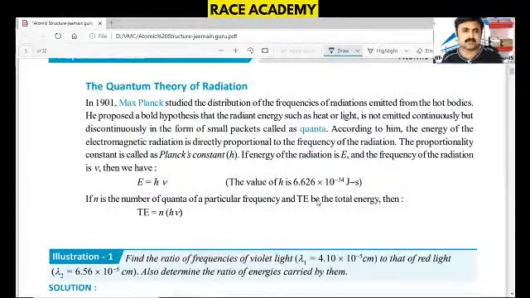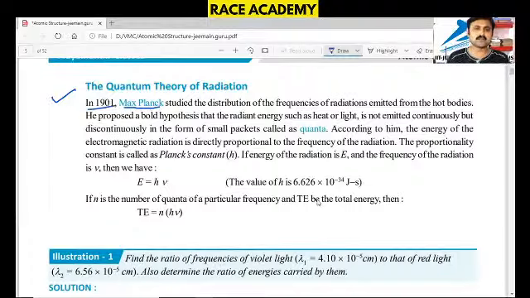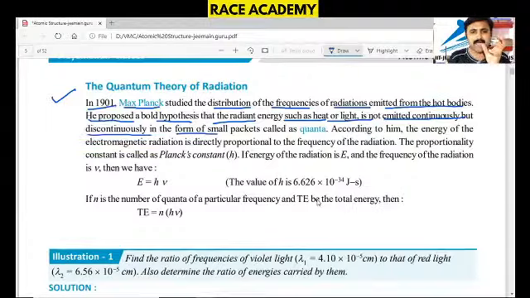Now we will see the quantum theory of radiation. Max Planck, in 1901, studied the distribution of frequencies of radiation emitted from hot bodies. He proposed a bold hypothesis that radiant energy such as heat or light is not emitted continuously, but discontinuously in the form of small packets called quanta. So according to quantum theory, the energy is in quanta.